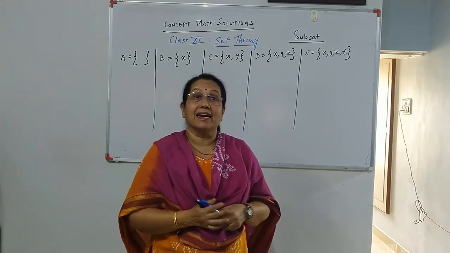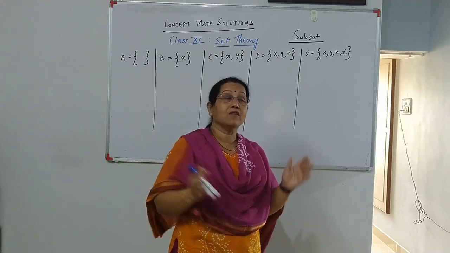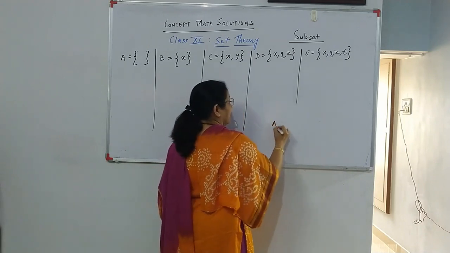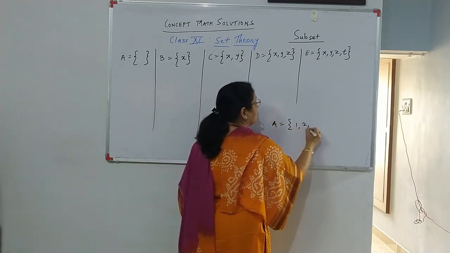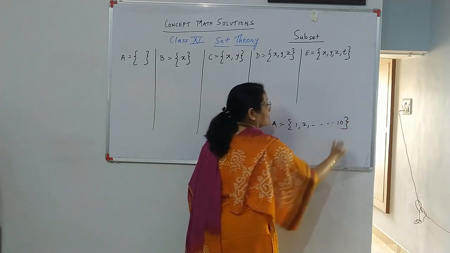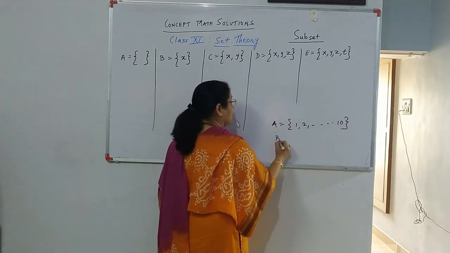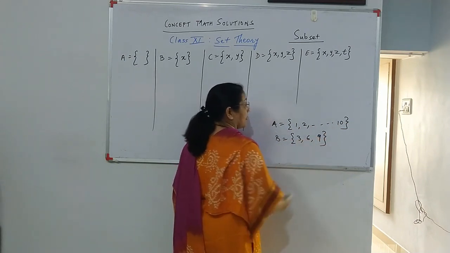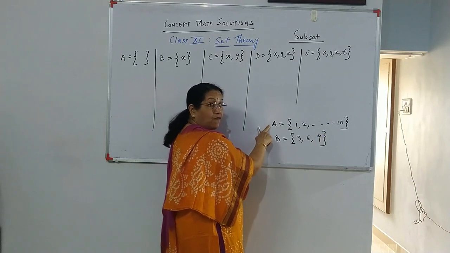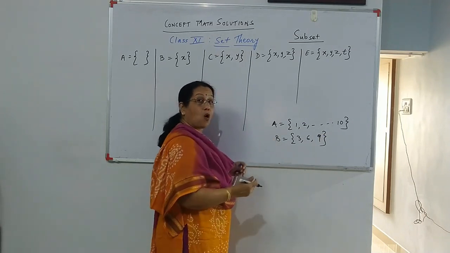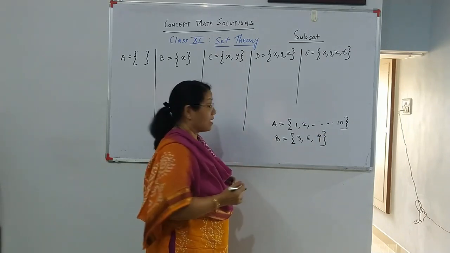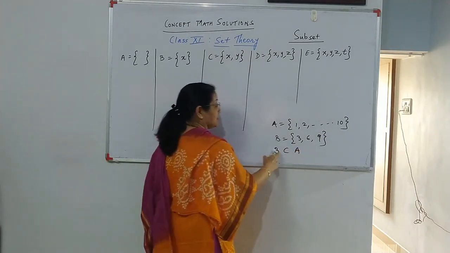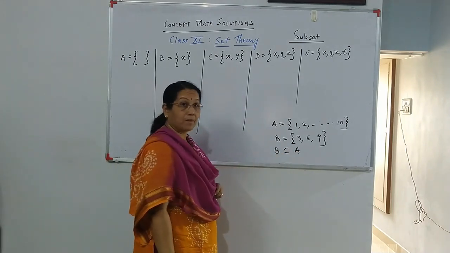If a set contains all elements of the other set, suppose I have a set A as, say, 1, 2, 3 up to 10. Now set B, suppose I have 3, 6 and 9. B is a subset of A because A contains all elements of B. And then we write it as B is a subset of A. This is the symbol to show a subset.